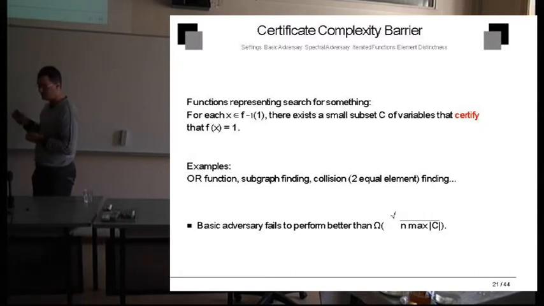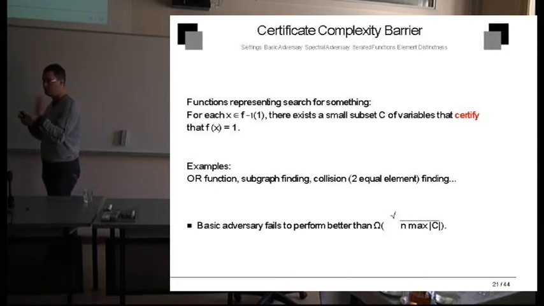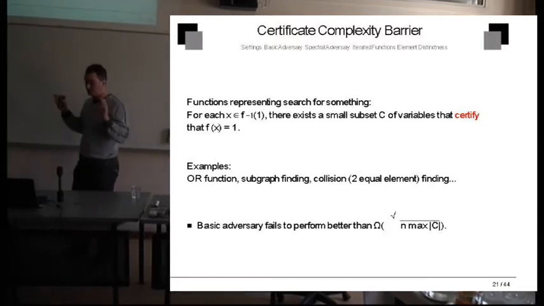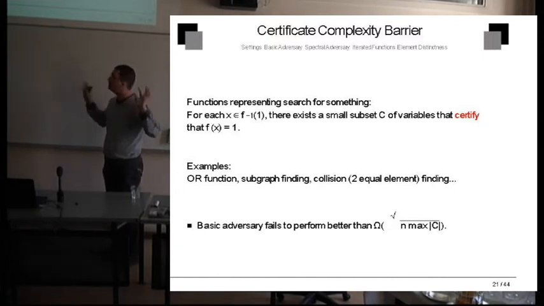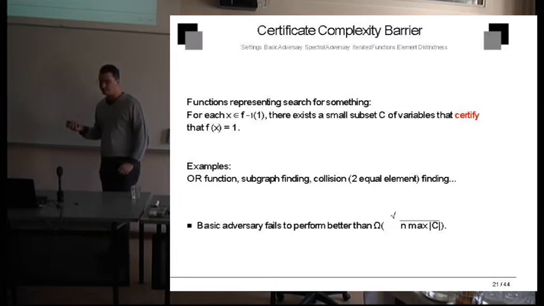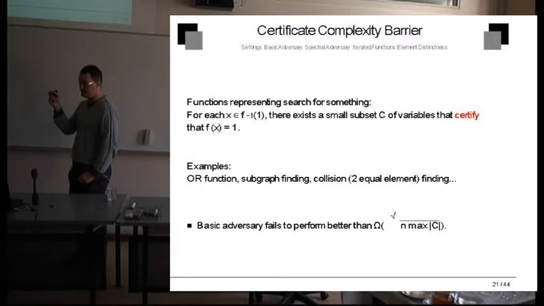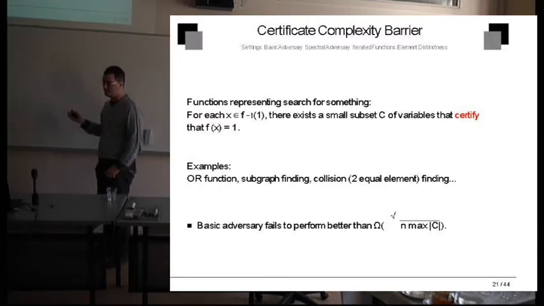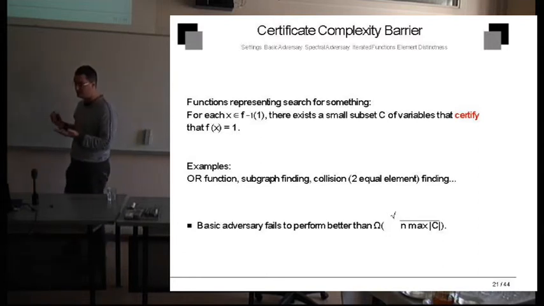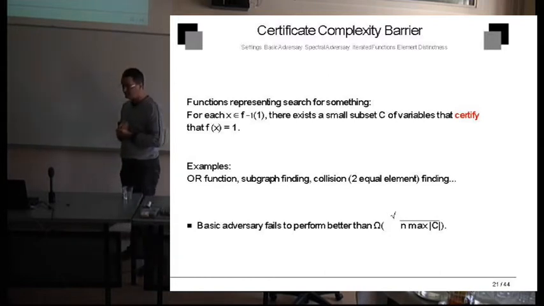and that input evaluates to 1 if we find something in it. And something is some small subset C of variables, such that if we know the values of the variables inside the subset, then we can certify, no matter what values the remaining variables take, that the value of the function is 1. So it's called a certificate. And an example is, say, the OR function. If we found 1 in the input, no matter what all other variables are, we know that the value of the function is 1. Similar is subgraph finding. If we have a graph and we want to find some subgraph in it of small size, then if we find such a subgraph, it's irrelevant what other edges are in the graph. And there are many other problems of that kind.